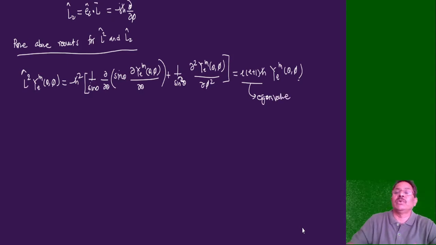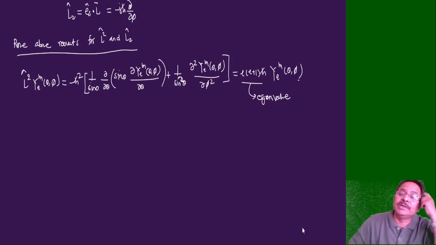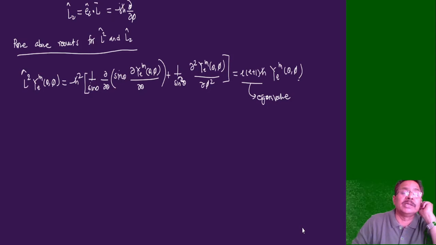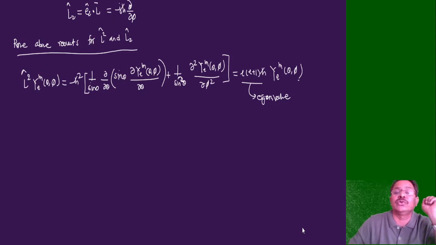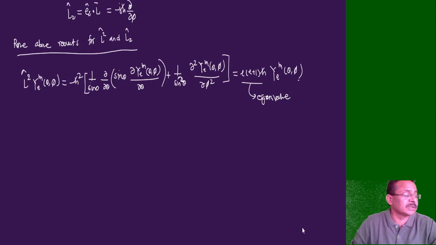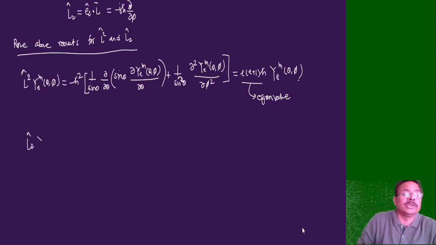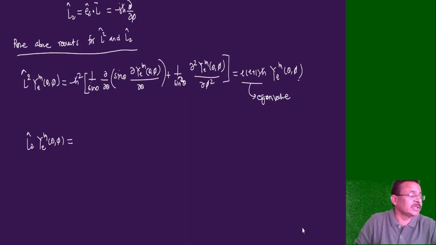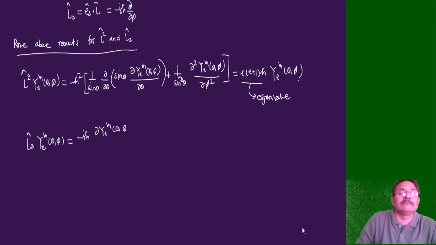So I am getting this Y_lm(theta, phi) with this particular coefficient l(l+1)h-cross. That means when I operate this L squared on this spherical harmonics, I should get this. And when I operate this other operator, Lz, on this Y_lm(theta, phi), I will get minus i h-cross times the partial derivative of Y_lm(theta, phi) with respect to phi.